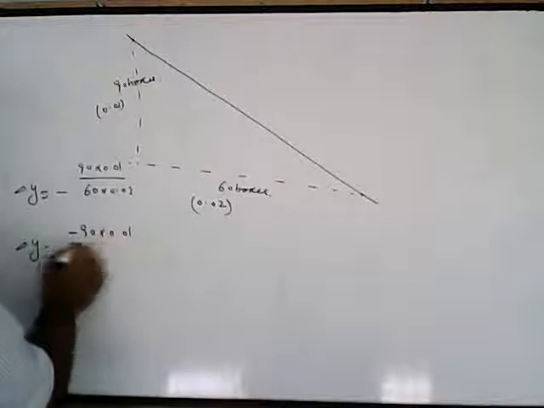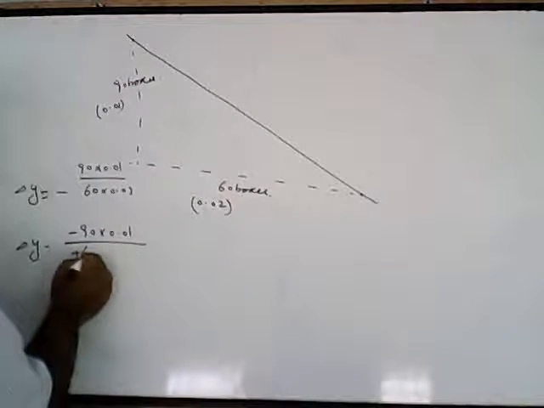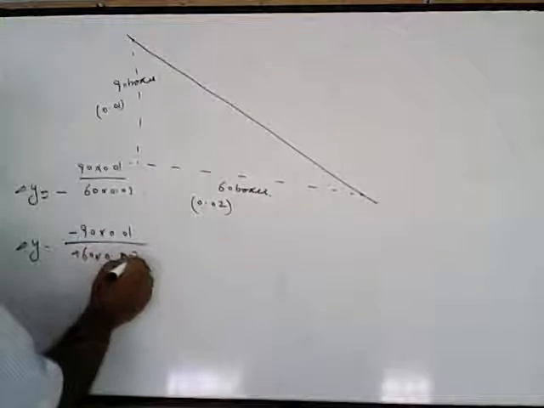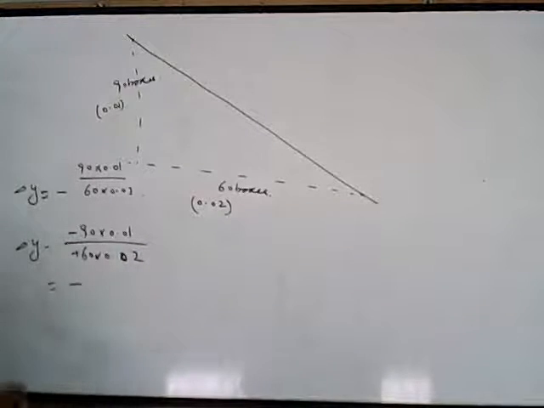You can take it this way, and this is positive, take this positive, and all our result will be negative, and calculate. That's the gradient. Now how to calculate the y-intercept?